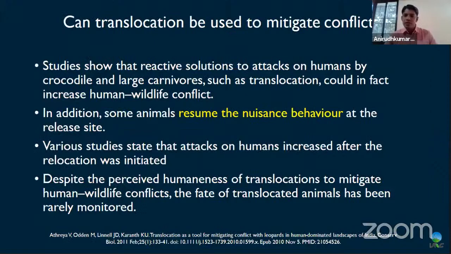So ultimately the question comes whether translocation can be used to mitigate conflicts. If we capture a crocodile who has attacked a person and we are translocating that crocodile to a different area, whether this system works to minimize the conflict in the long term, I would say no. The animal which has been translocated to a different area will resume the nuisance behavior. And scientists have reported that attacks on humans have increased once the translocation has happened. So I believe, and a lot of scientists believe, that translocation does not work to mitigate conflict in the long term. But of course, sometimes it's the only way out, and people use it.